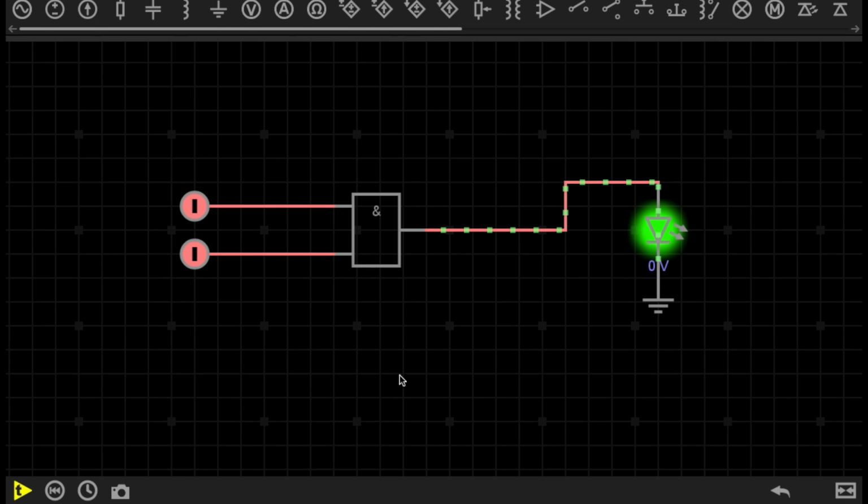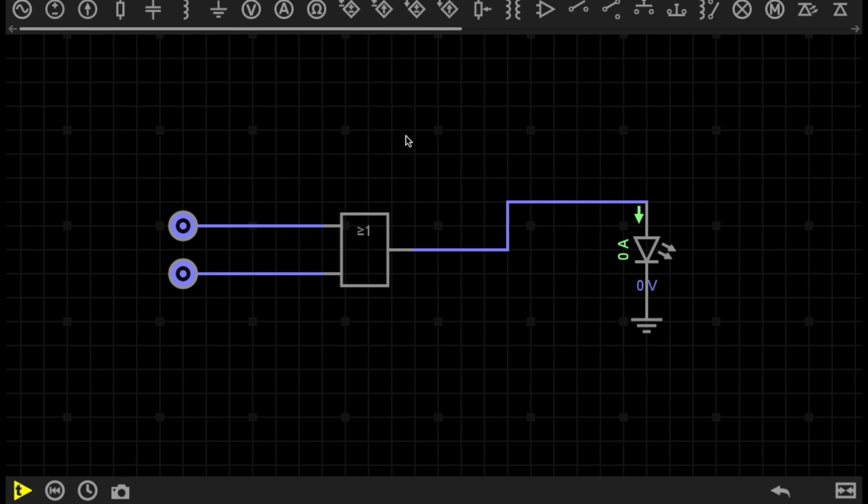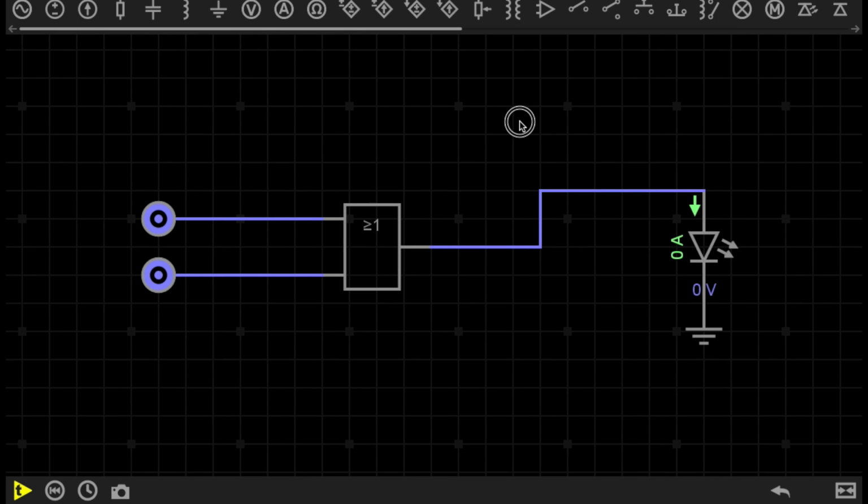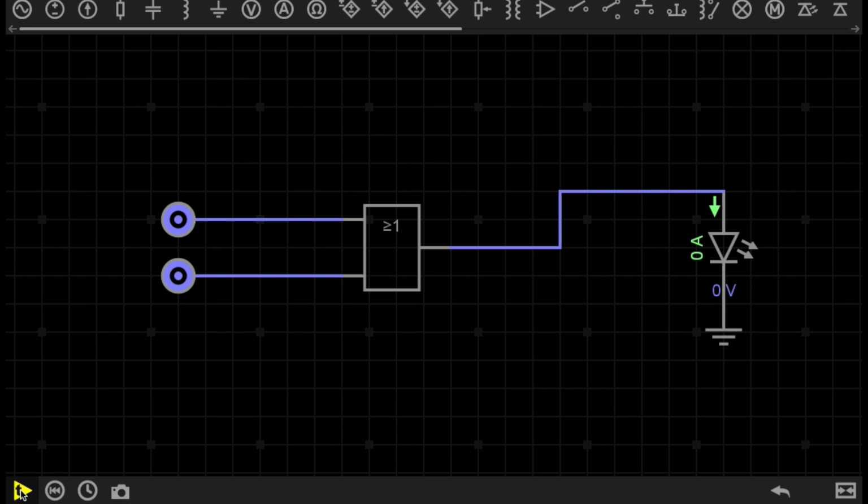Let's go and have a look at the OR logic gate. You can probably guess what's going to happen with this one. If we play this circuit, we have the same setup, except this is an OR gate. We have exactly the same inputs, so we have two inputs and one output. But because this is an OR gate, if I enable one logic input, we already get a logic high and we get an output to our LED on the output of the logic gate.